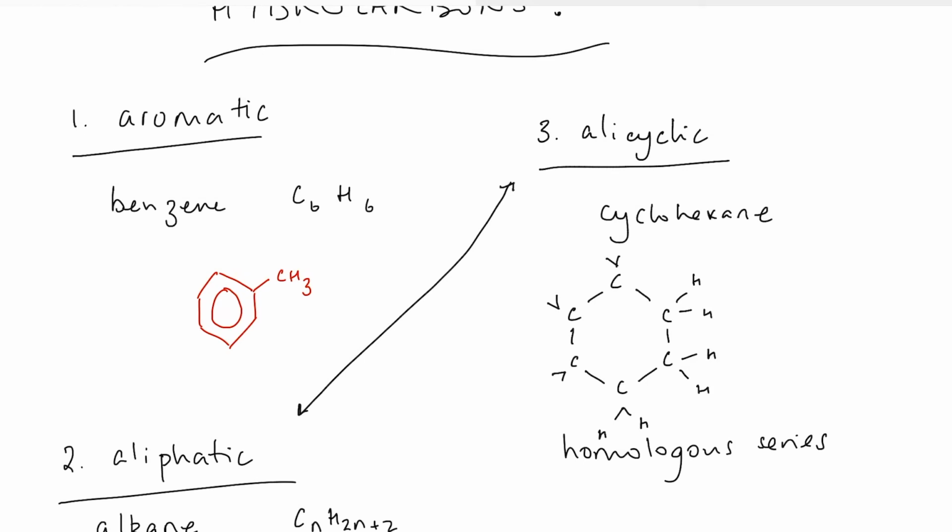And you'll notice, I hope, that the general formula for a cycloalkane is that of an alkene, so CnH2n. So no ring system. So aromatic, aliphatic, they're the 2 you're going to come across all the time. You need to be aware of alicyclic.